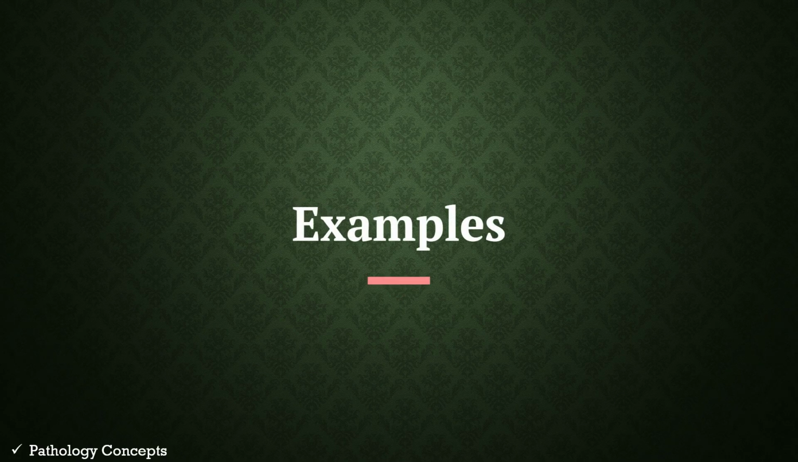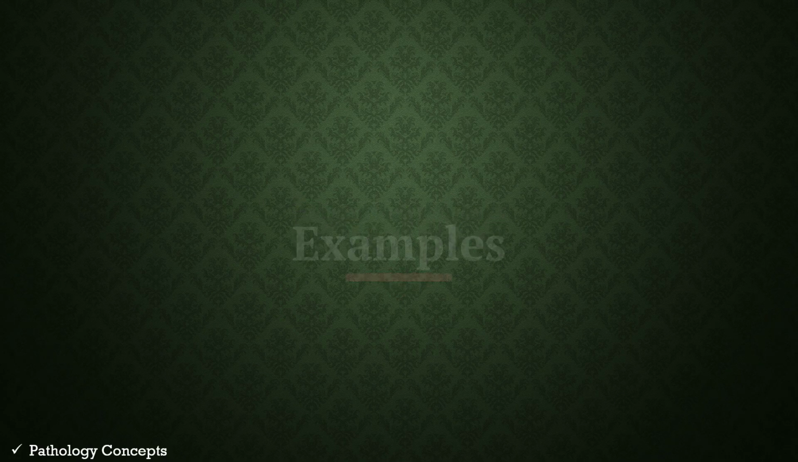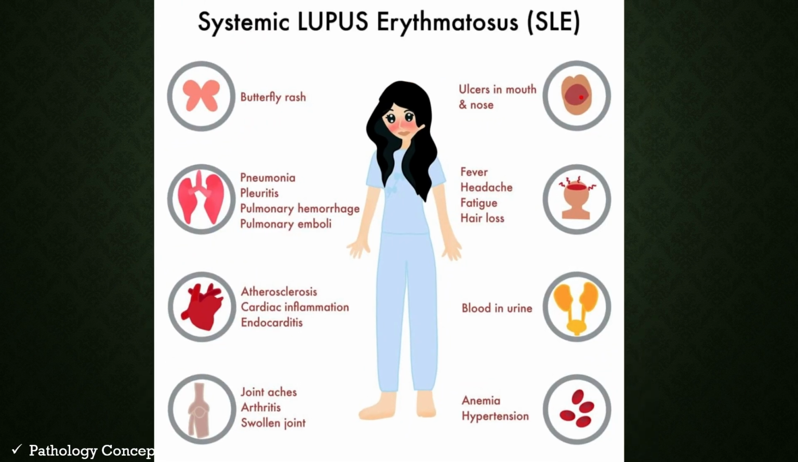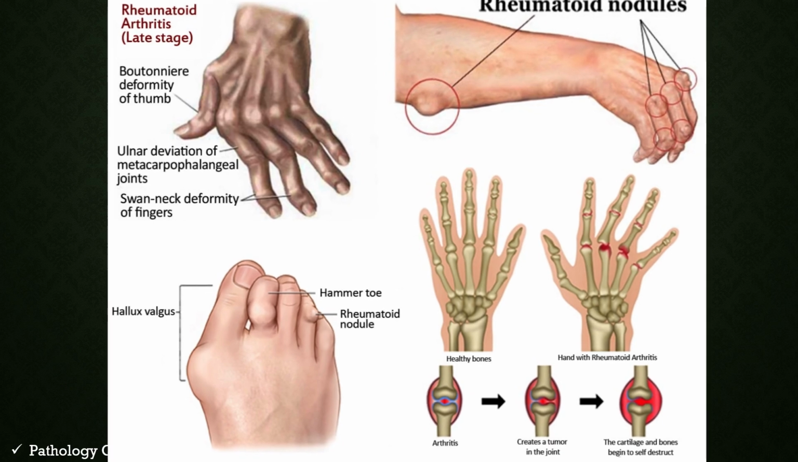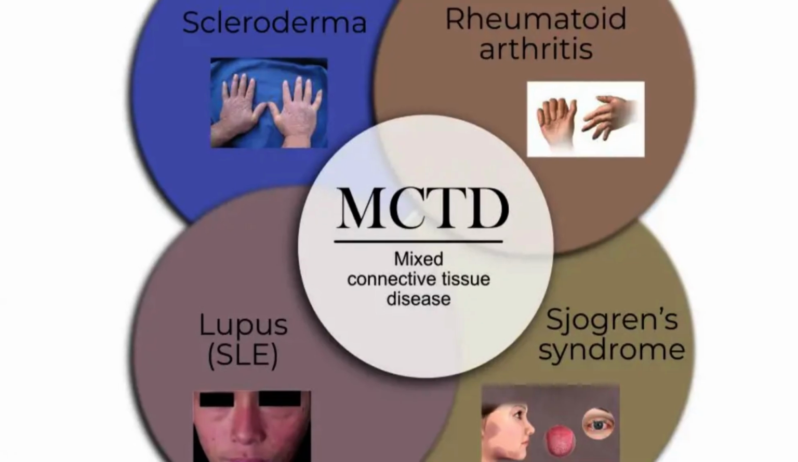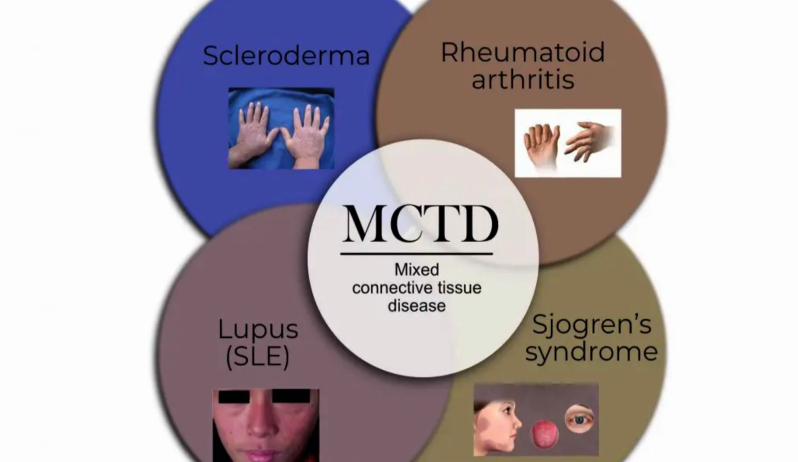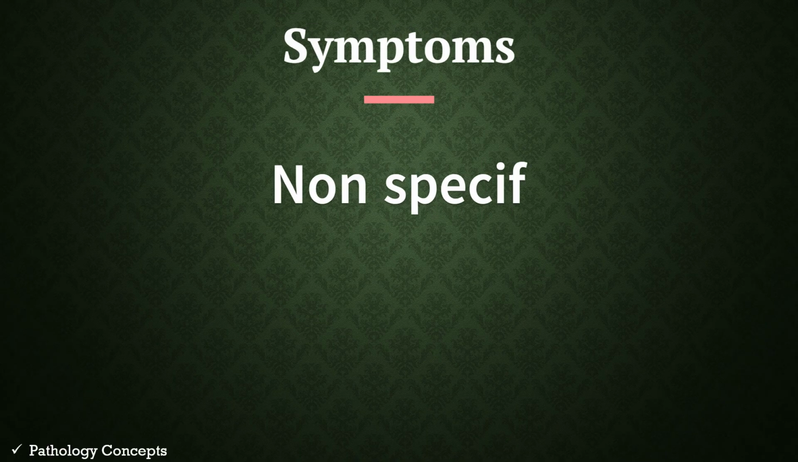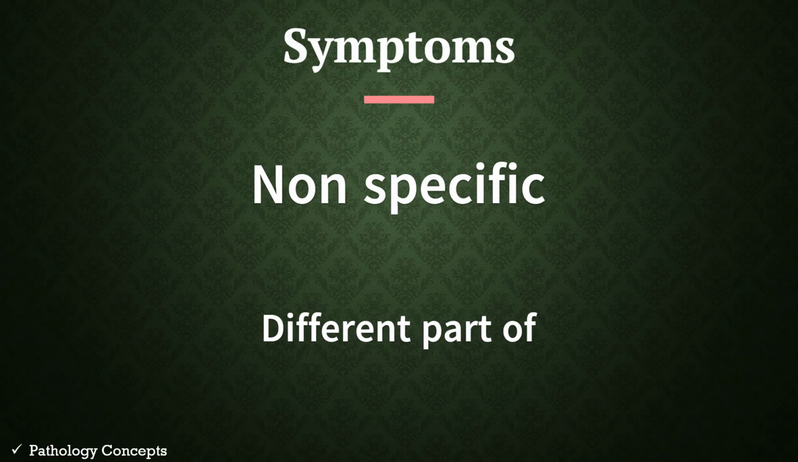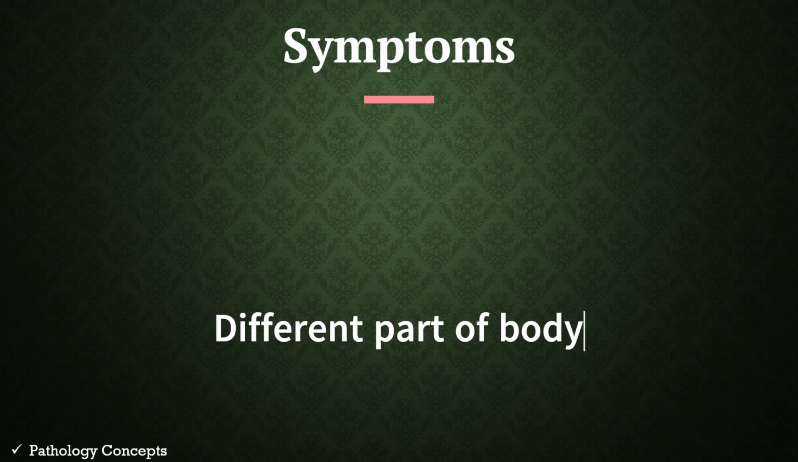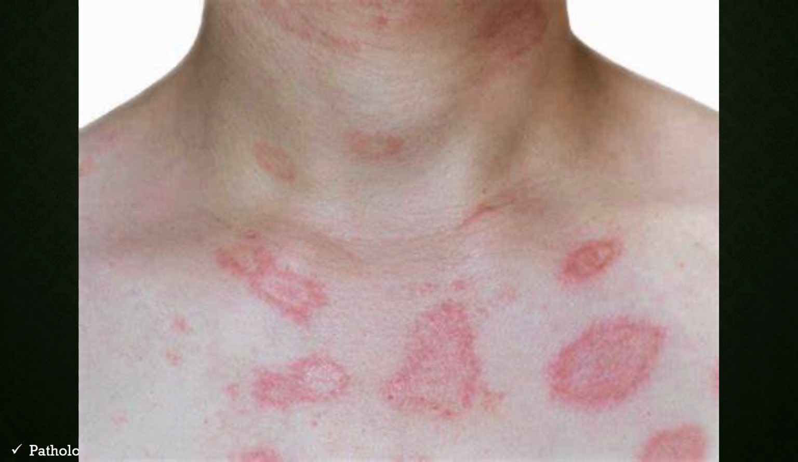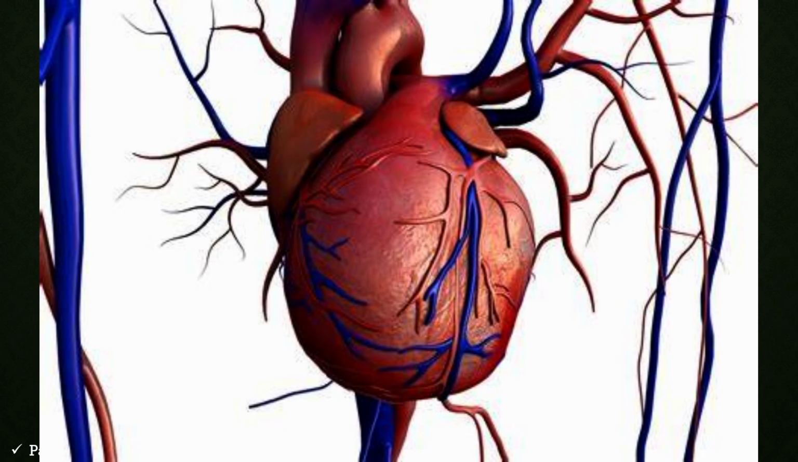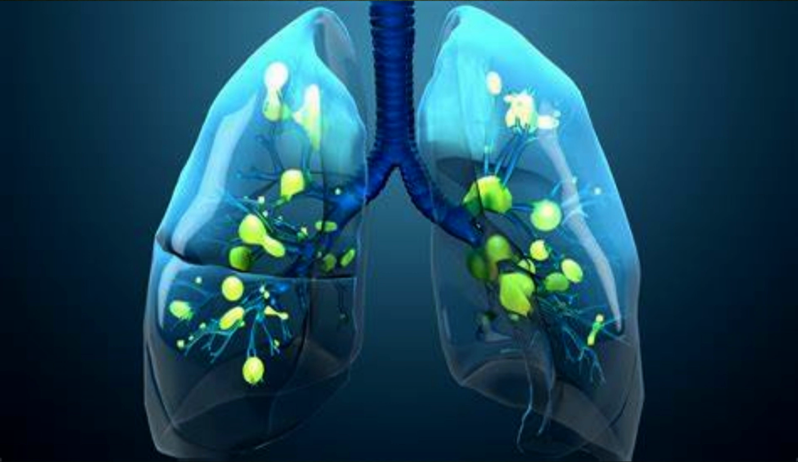Some examples of autoimmune disorders include Sjogren syndrome, systemic lupus erythematosus, systemic sclerosis, rheumatoid arthritis, mixed connective tissue disease. Symptoms are non-specific and may affect different parts of the body. Body parts that may be affected include bones, joints, skin and mucosal surface lesions, heart and blood vessels, and lungs. Some of the diseases can cause serious pulmonary involvement.